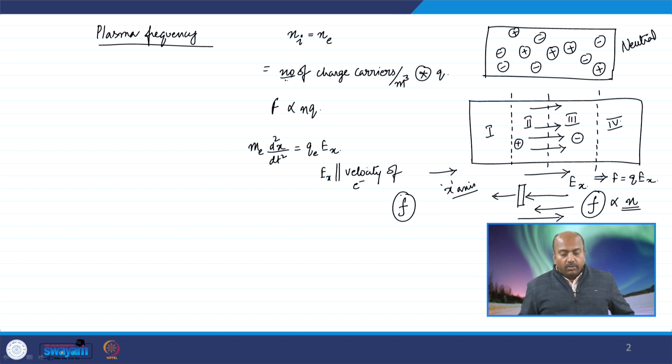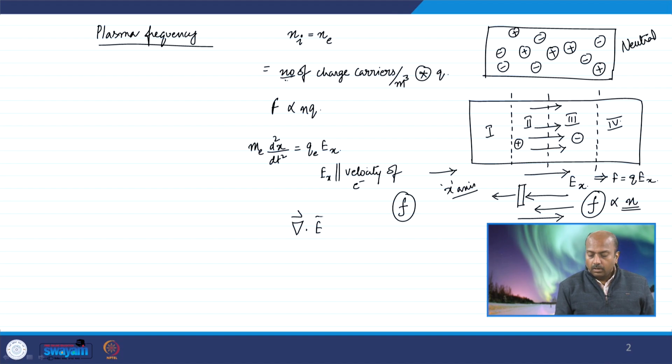Okay. Now, where do we start? We have an electric field and we have a force and we have some charge density. We can start by using the Gauss law, which is del dot E is equal to rho by epsilon naught.